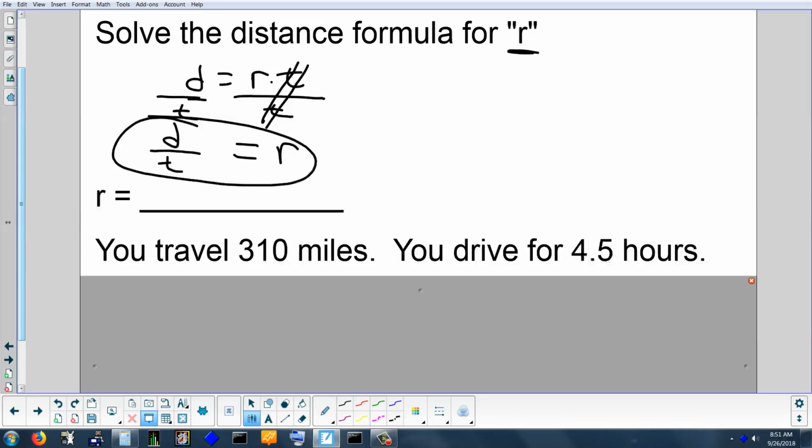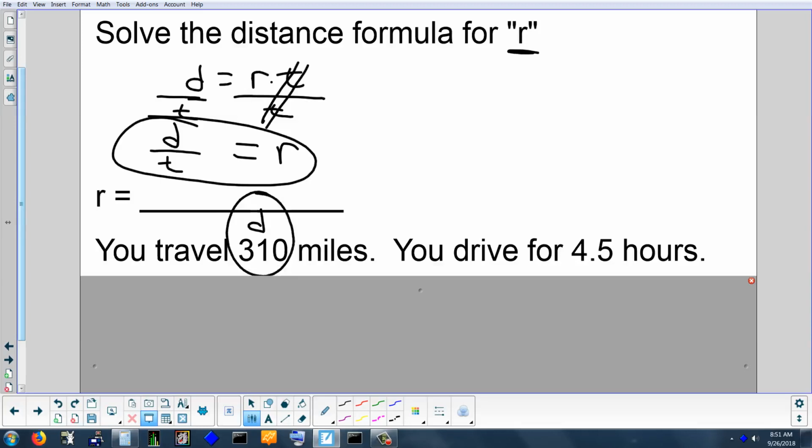Okay? They're telling me I travel 310 miles. So in terms of a D, an R, or a T, which letter do you think the 310 would be? So yeah, that's my D. So my distance is 310 miles, and it says you're going to drive for 4.5 hours. So we've used D, we're down to T and R. Melanie, which letter do you think 4.5 is?